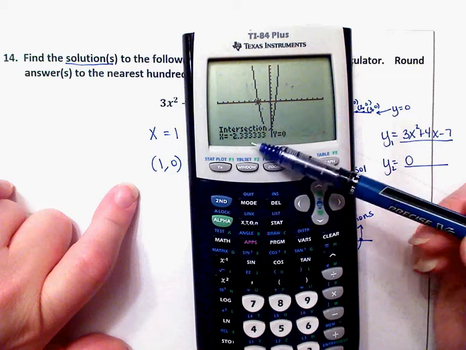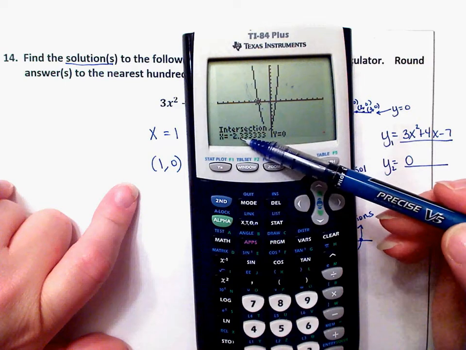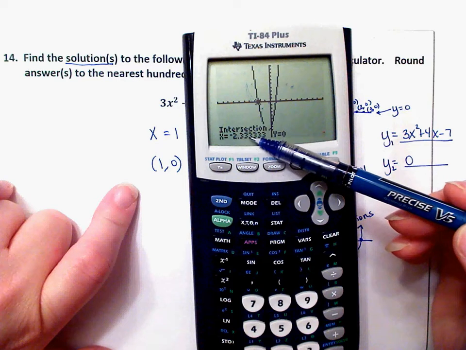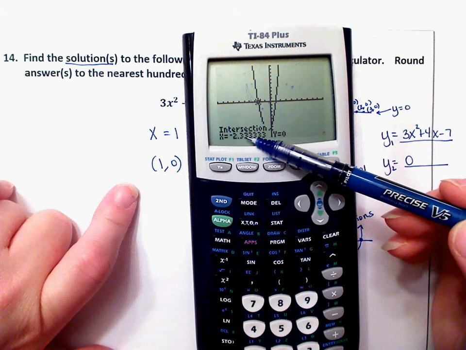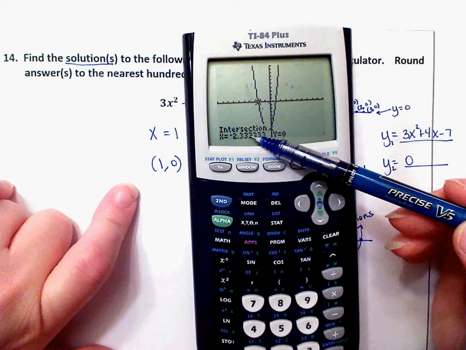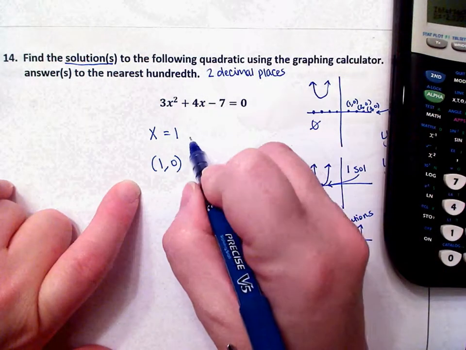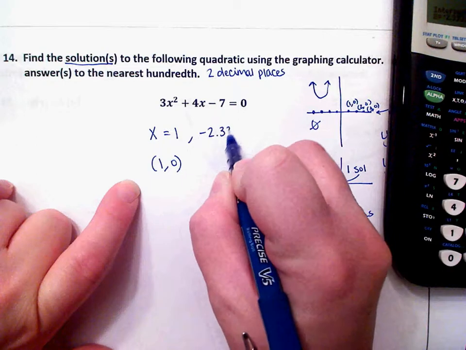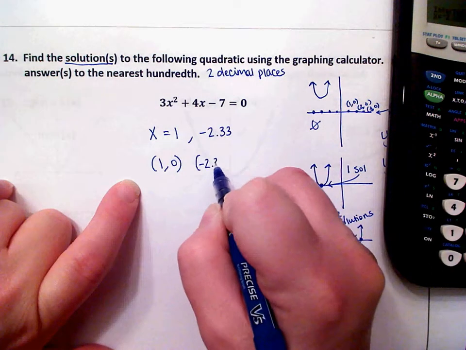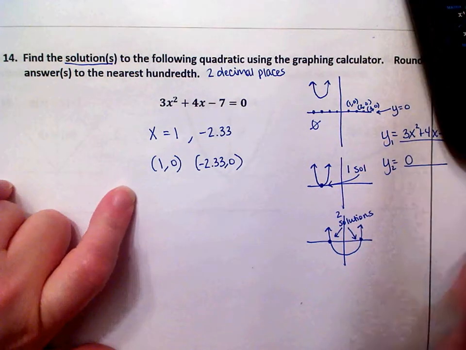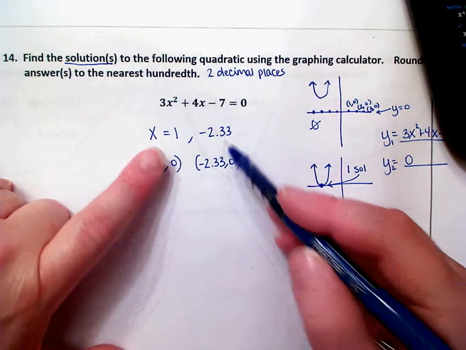Remember, we're rounding to the nearest hundredth, so we have a 3 in the tenths, a 3 in the hundredths, and next door is still a 3. So that next door number doesn't make the 3 become a 4 since it's not 5 or higher. So that's negative 2.33. So you would give your other x value or write it as a point, negative 2.33, comma 0. So either one of these is okay to give your solutions as.